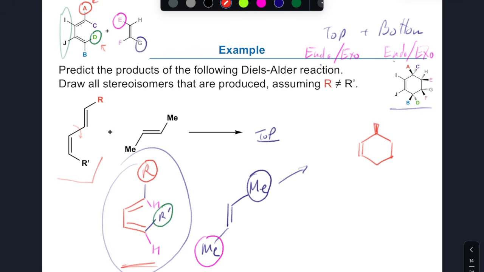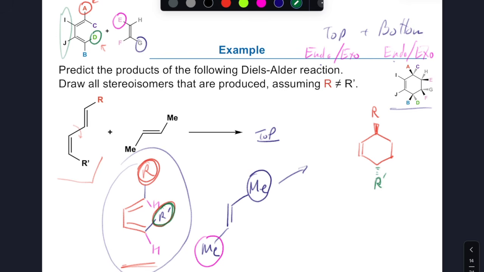So I have an R group right there. That's where this group was over here. And then down here, my R prime group right there was in position D. Going to our template, D will be down here. This is my R prime. And now we go over to the other side.